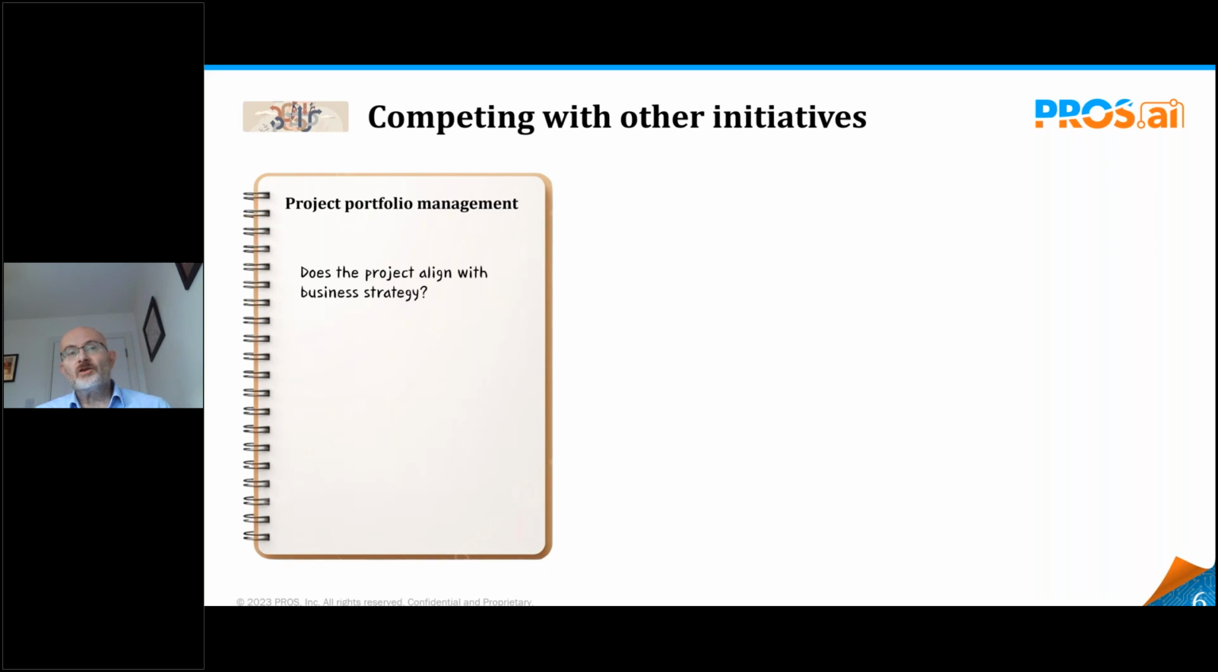And the first one is, does the project align with business strategy? It's an obvious one, an obvious place to start. We need to be able to clearly articulate how our project ties in with the corporate strategy.